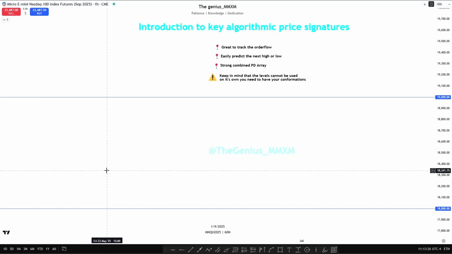What can we do with the key algorithmic price signatures? These price signatures are an easy way to track the order flow. It's also easy to predict the next high or low, and the price signatures are very strong combined with the PDRA. Keep in mind that the levels cannot be used on their own. You need to have your confirmation. So you need either to confirm it with liquidity levels or with a specific PDRA.